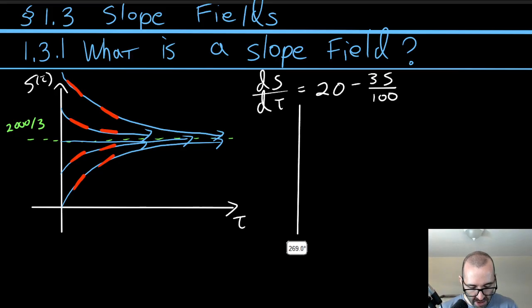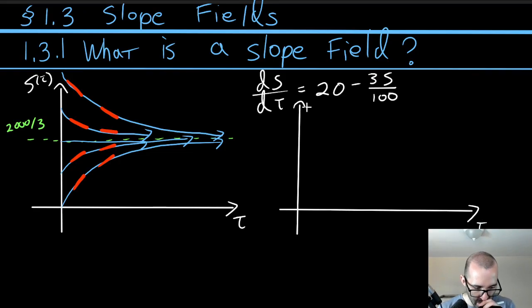So again, let's look at another graph. It's going to be pretty much the same graph. And again, let's have this be time. Let's have this be the amount of sugar in tablespoons. We're going to have the same exact horizontal asymptote. What if I just graph all the slopes?